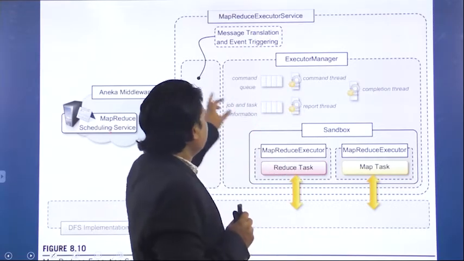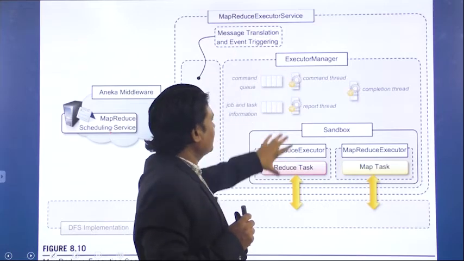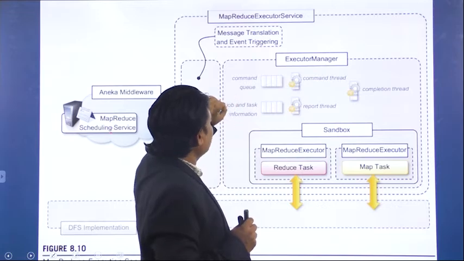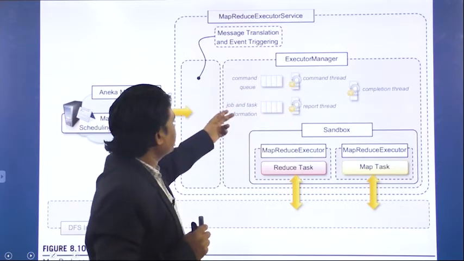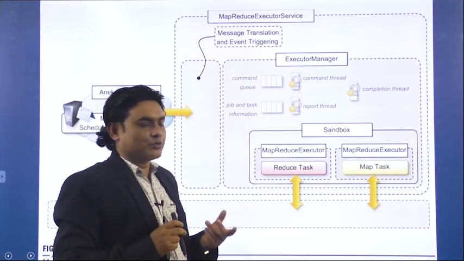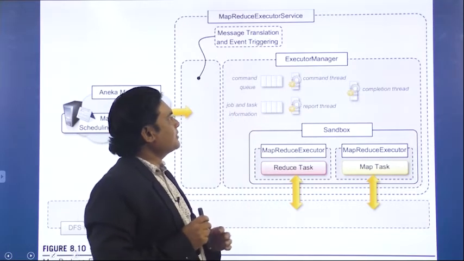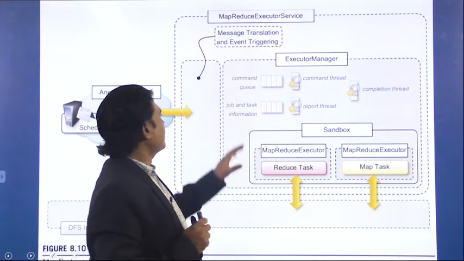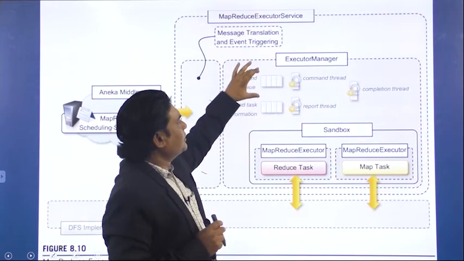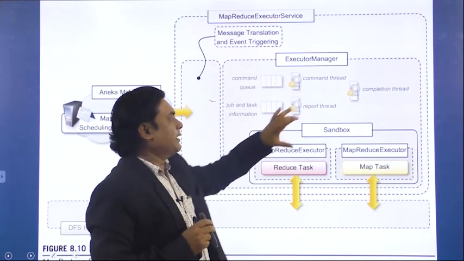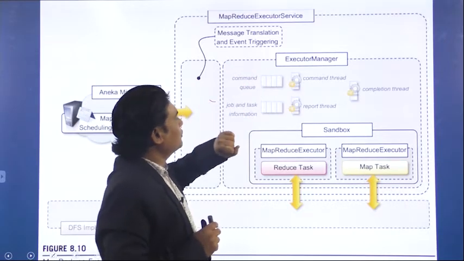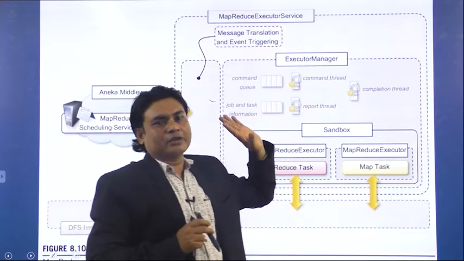So here this is the executor manager. The executor manager is the one that takes care of the command queue, job and task information, and report threads. How many jobs and tasks have already been submitted, how many jobs and tasks must be executed, and who takes care of all this information? The executor manager. The executor manager also handles the command queue, to know how many jobs have already been scheduled by the schedulers. You are going to have all this information in the command queue, and for that you use a command thread to run the command queue.